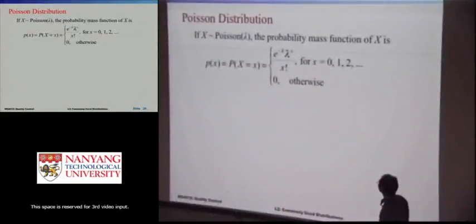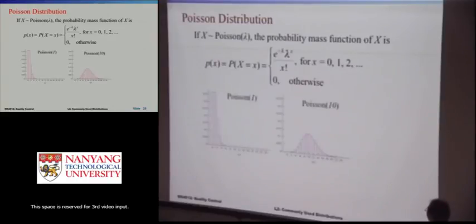Okay, so let's look at the probability density distribution function. For the Poisson distribution, we just need one parameter, it's lambda here. For the possible values, it could be 0, 1, 2, and this time it can go to infinity. It will not stop at n. It can go to infinity. And for any non-integer, the probability equals 0.